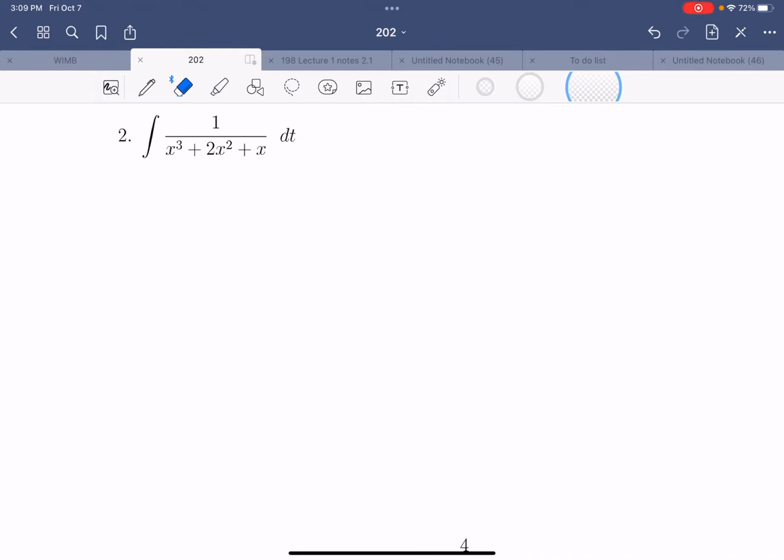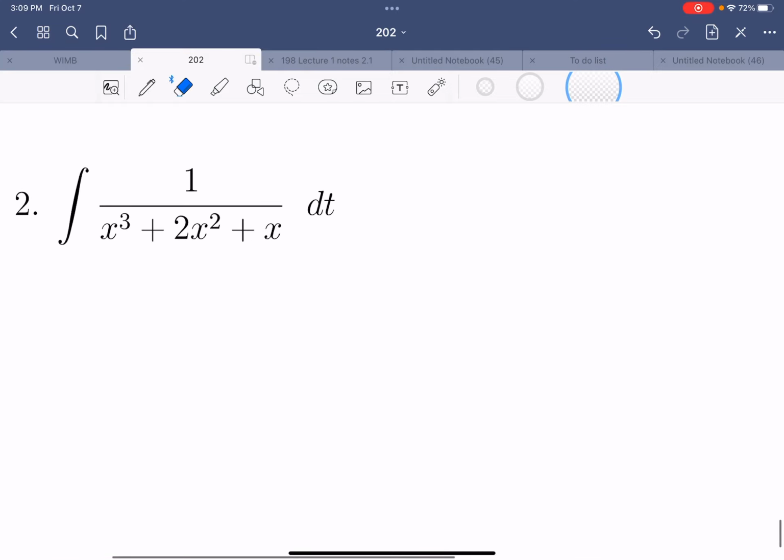This is guided practice 13 for 7.4, and this is problem number 2. Note that we have a 1 divided by a fraction with a polynomial on the bottom, and if we try to u sub for that, there is nothing on the top to compensate, so we're going to have to go partial fractions here. So my first approach is to factor my denominator.